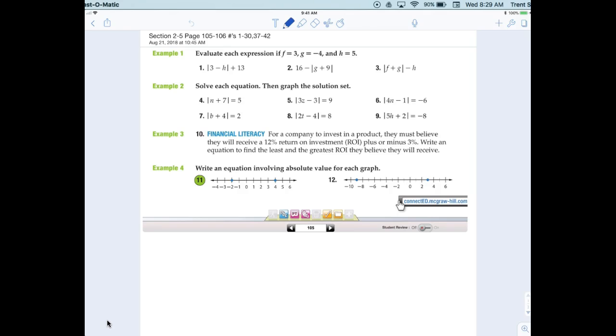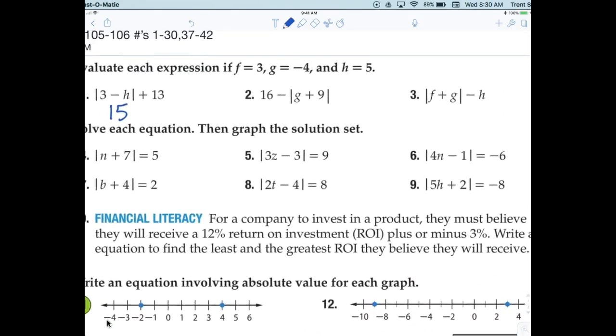All right. Now, for question number 1, we're just going to go ahead and practice our mental math. Today is practicing mental math. Everybody's got to do that. All right? So here we go. If I plug in 3 minus h, what's the absolute value of -2 plus 13? 15. So everybody can just write down 15. All right, we're practicing mental math.